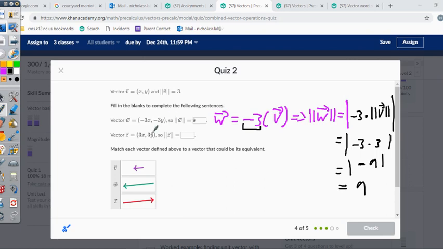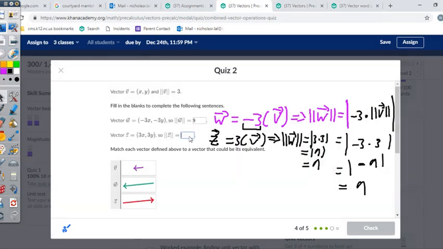Looking at vector Z, it's going to be 3x, 3y. So instead of having a negative 3, vector Z is just going to be equal to 3 times vector V. Find the absolute value of vector Z. That's going to be equal to the absolute value of 3 times 3, which is the absolute value of 9, which is also equal to 9. Now we need to match each defined vector above to a vector that could be its equivalent.